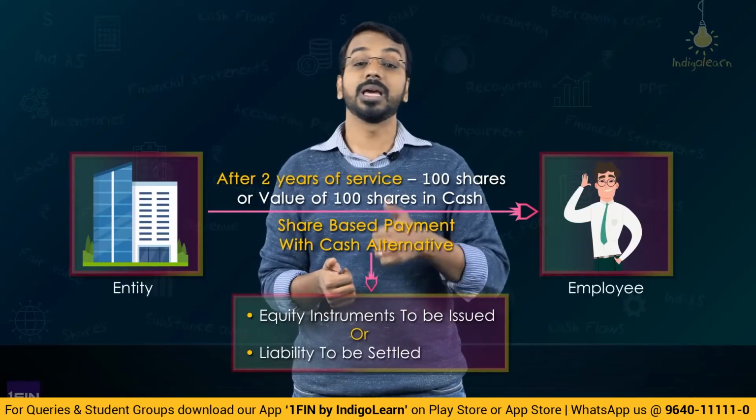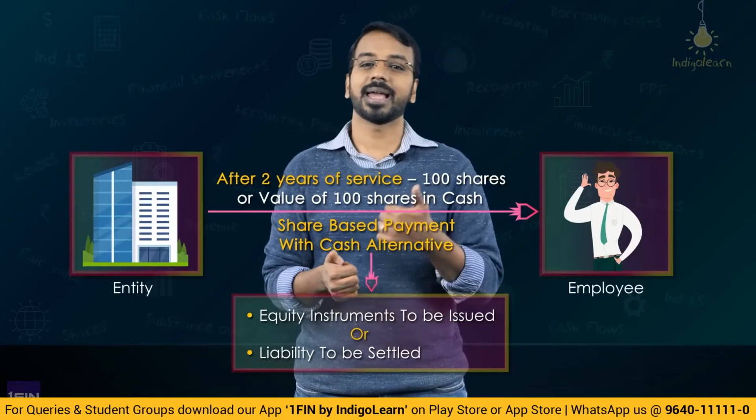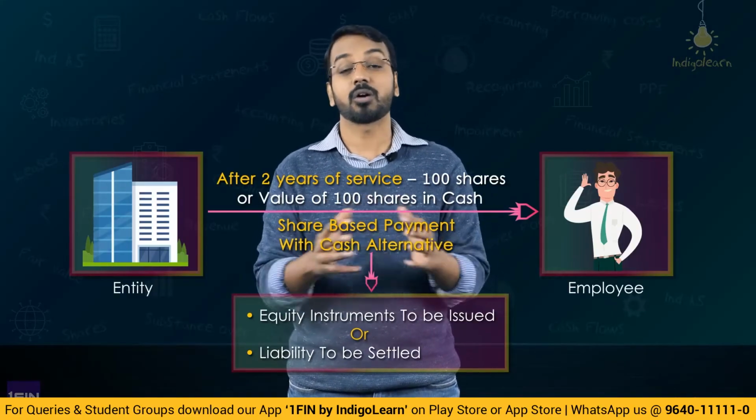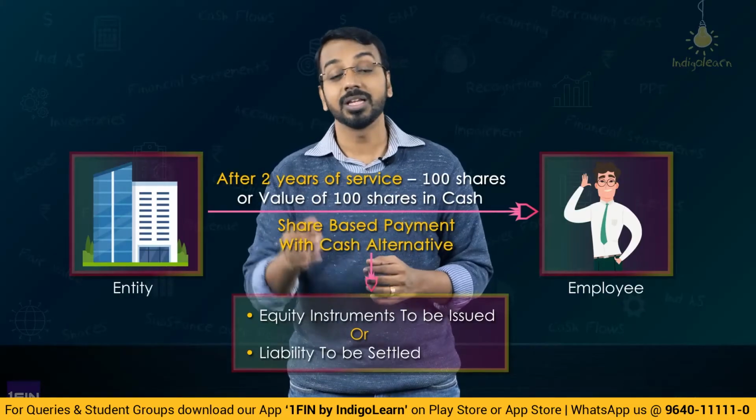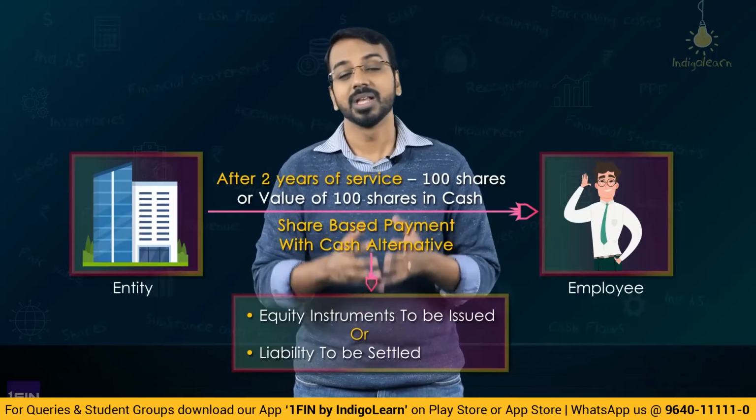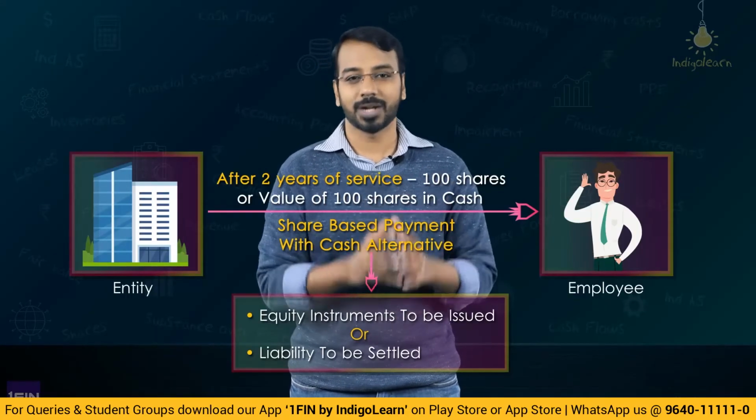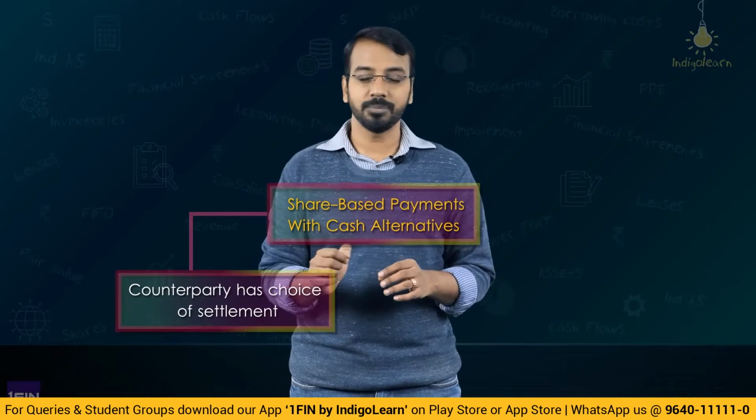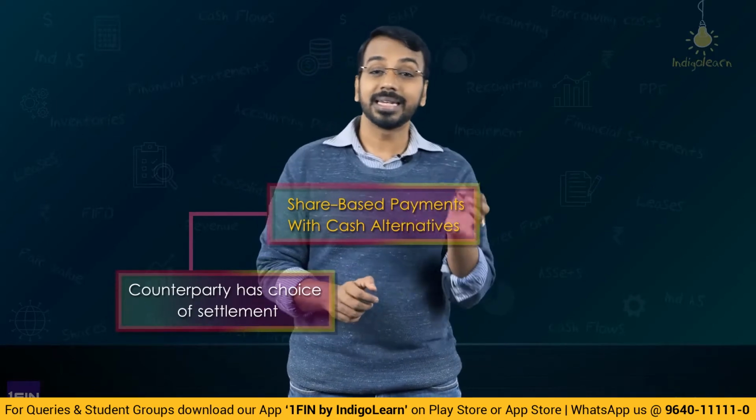Number two, there could be a liability which has to be settled because it is a cash settled transaction. So, it is a kind of compound financial instrument, having both an equity component as well as a liability component. Now, how do we account for these transactions? To understand the accounting, we will divide the discussion into two categories. One, where the other party has an option. Second, where the entity has an option.